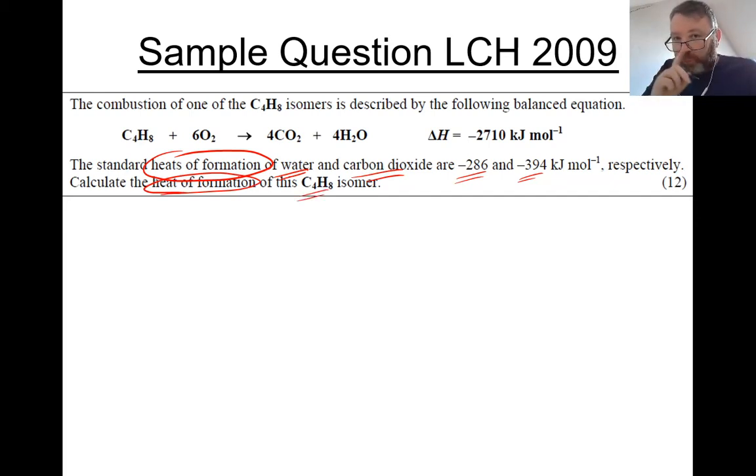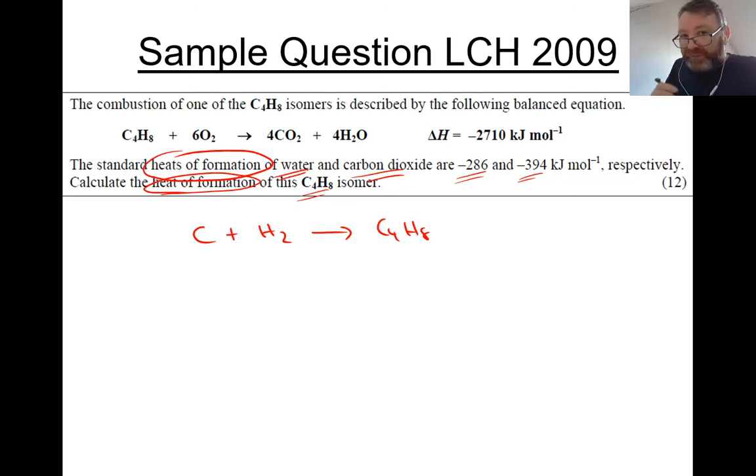Now, question number one, what do I want to calculate? The answer, I want to calculate the heat of formation of C4H8. Now, here's the reason why you've got to learn the definition. The heat of formation of C4H8 is the energy change that takes place when 1 mole of C4H8 is formed from its elements. Now, what are the elements involved in C4H8? Well, carbon and hydrogen. And don't forget, hydrogen is a diatomic gas, so it's written down as H2.